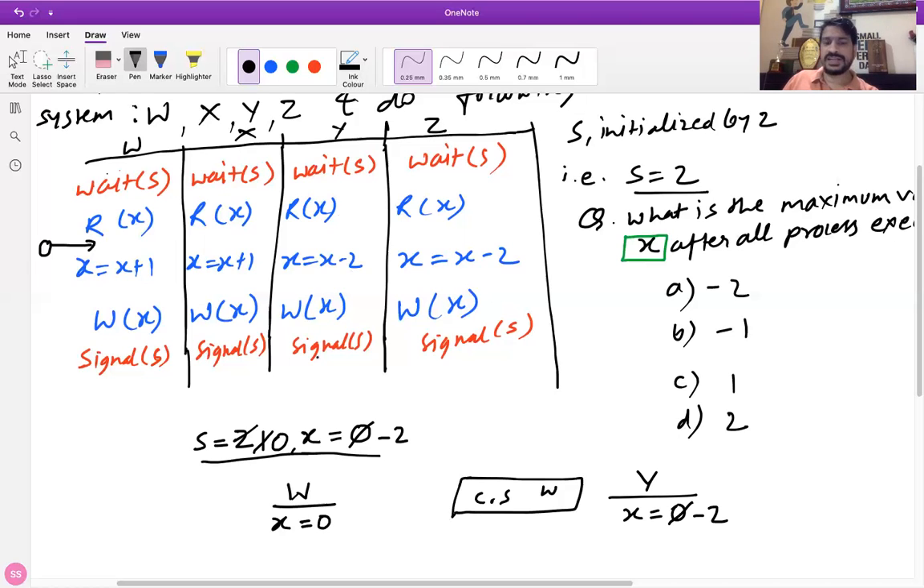And then after that, there is a signal. What will signal do? Signal will increment the value of S by 1. So here the value of S changes. I'll just remove X from here and put it somewhere else.